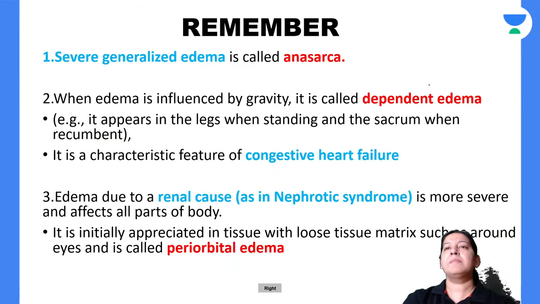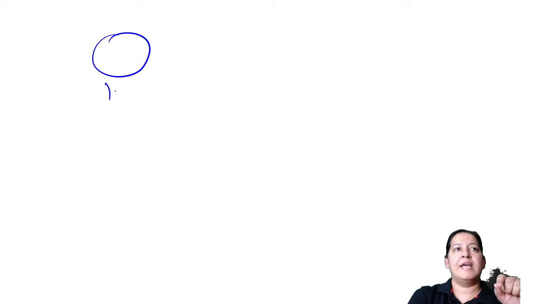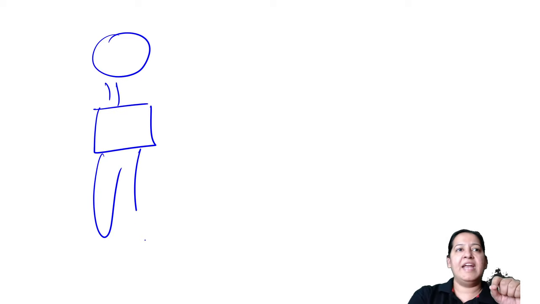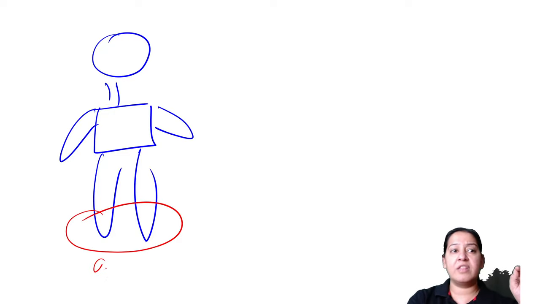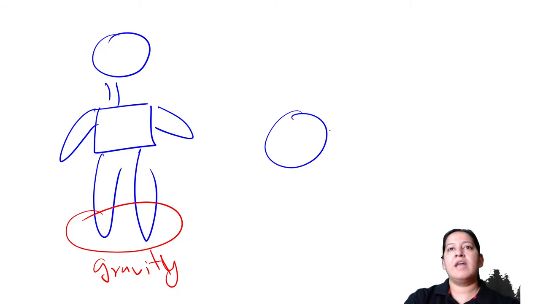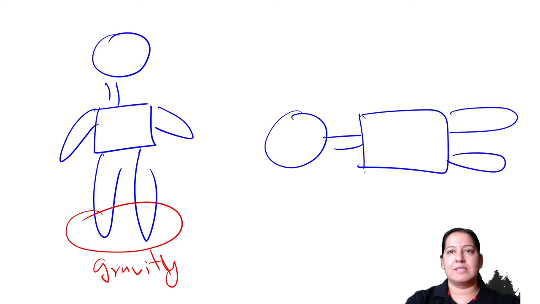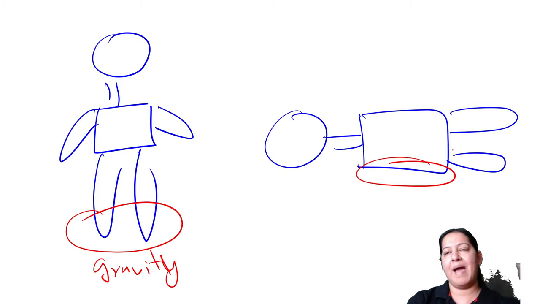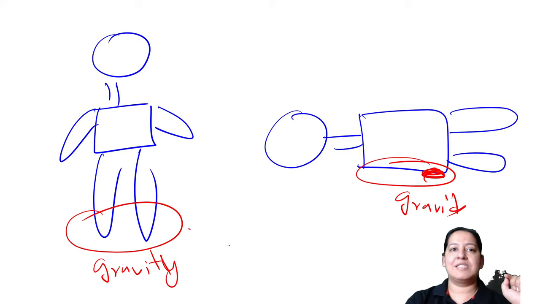The second point, sometimes we have dependent edema. What do you mean by dependent edema? If the person is standing, the edema occurs in the foot. It is due to the gravity, the dependent position. It is occurring due to gravity, right? If the person is lying down, the edema occurs in the back and the genitals. So edema occurs here, right? In the back and the genitals, in the sacrum especially, the sacral edema. Again, it is due to the gravity. So such edema is dependent edema.